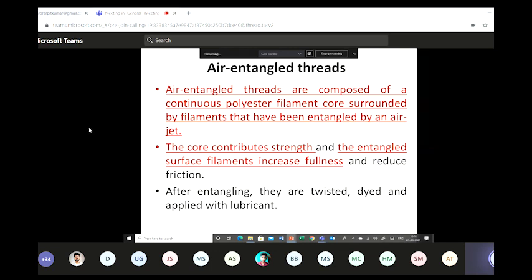The number of loops in air entangled thread is much lower than what you see in air-jet texturing. In air-jet texturing, we give an overfeed of 15 to 30%. In some cases, we even give 40% overfeed. That means if the output is 100 meters per minute, we may give even up to 130 meters per minute. So a large amount of free length is available in air-jet texturing, and you will get a very bulky product.